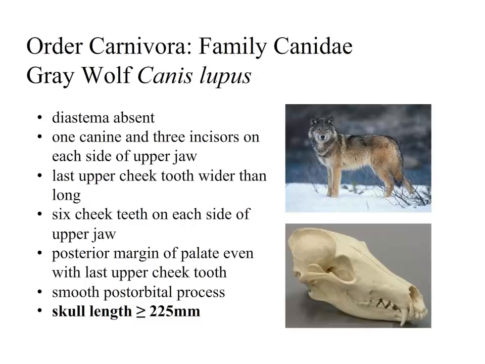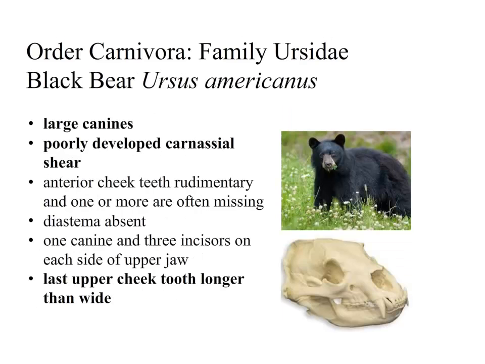Size is one of the biggest features that sets this one apart, in addition to a smooth postorbital process. So again, there are some unique features, but size in comparison between the two canids is really the key feature to look at. And now we'd like to look at a different species.